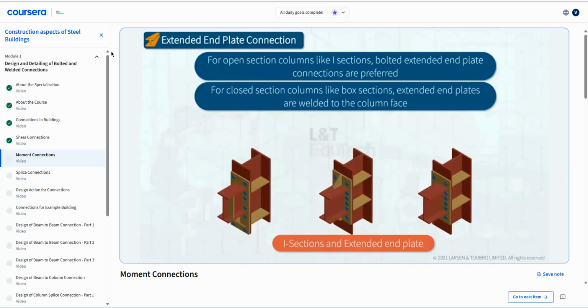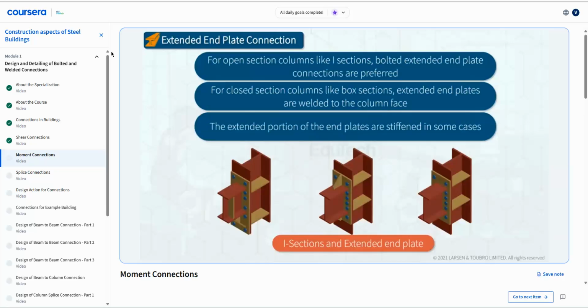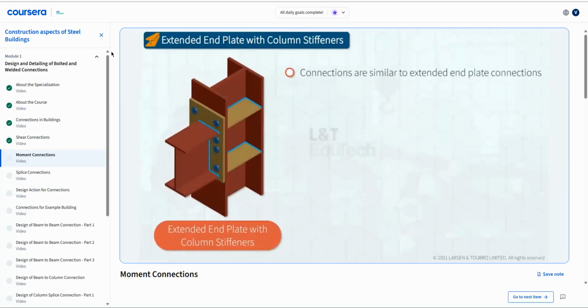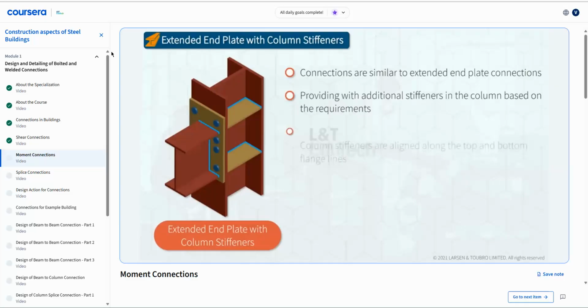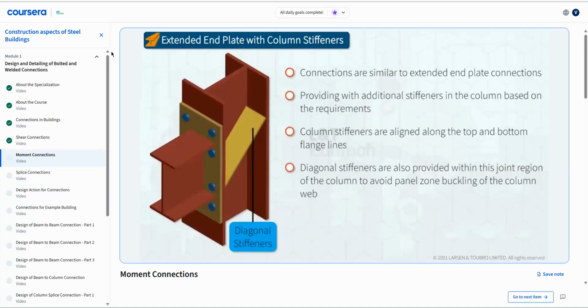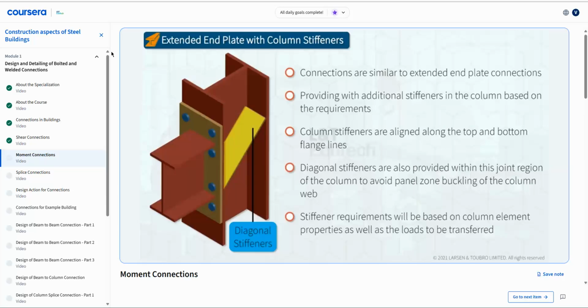In some of the connections, the extended portion of the end plates is stiffened like this. These connections are similar to that of extended end plate connections but are provided with additional stiffeners in the column based on the requirement. Generally, these column stiffeners are aligned along the top and bottom flange lines. In some cases, diagonal stiffeners are also provided within this joint region of the column to avoid panel zone buckling of the column web. That is, all these stiffener requirements will be based on column element properties as well as the loads to be transferred.